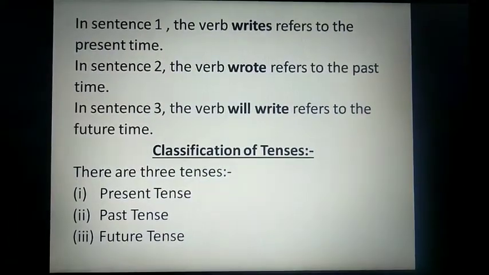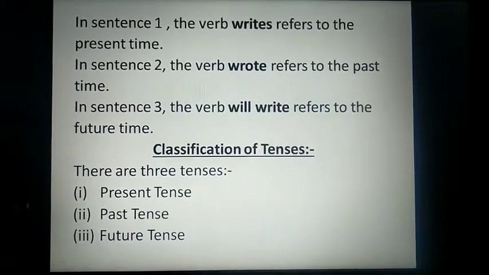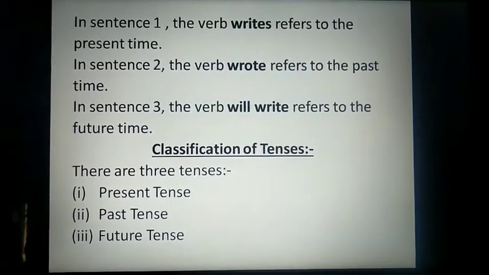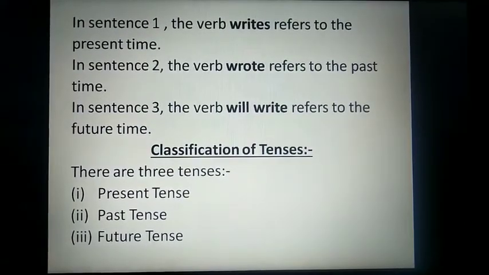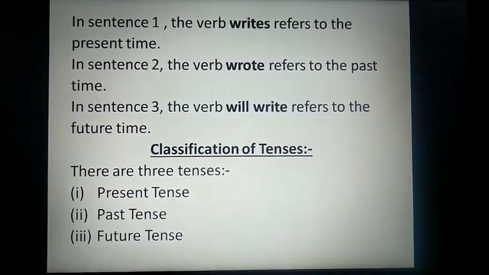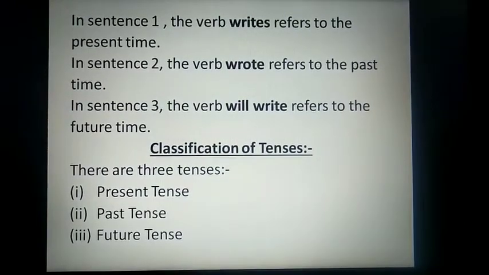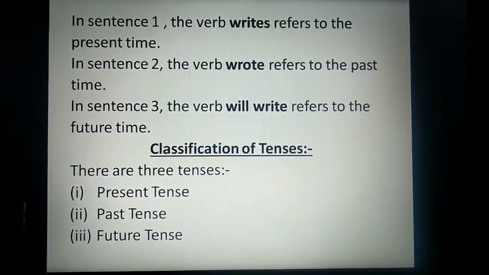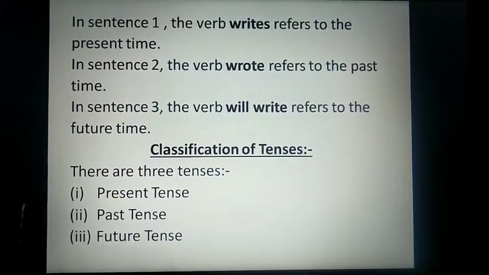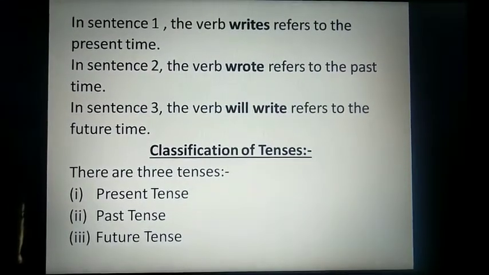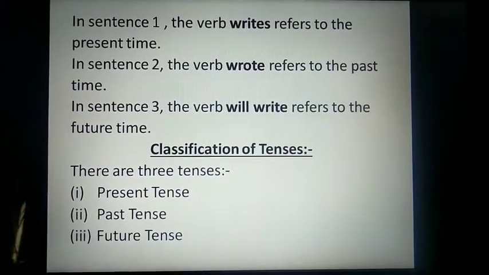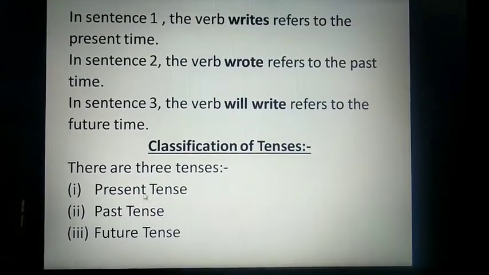We can observe here that each sentence given has a different meaning. The reason is that each sentence has a different form of verb, and these different forms of verbs are called tenses. Here it is very clearly depicted the time of an action or the state of being when it is done. Now we move on to classification of tenses.